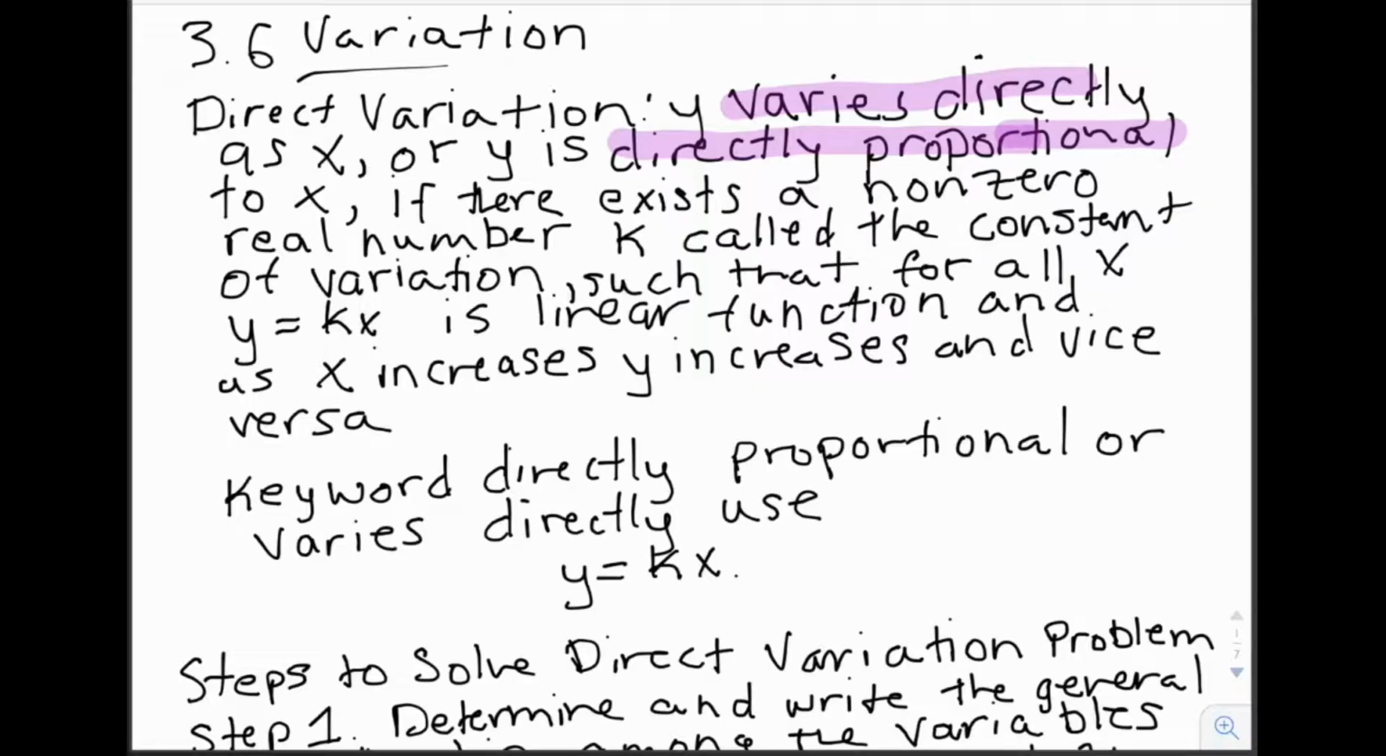If there exists a non-zero real number k called the constant of variation, such that for all x, y is equal to kx, you're going to have a linear function, and as x increases, y increases, and vice versa. So again, our keywords here, directly proportional or varies directly, you're going to use the equation y is equal to kx.